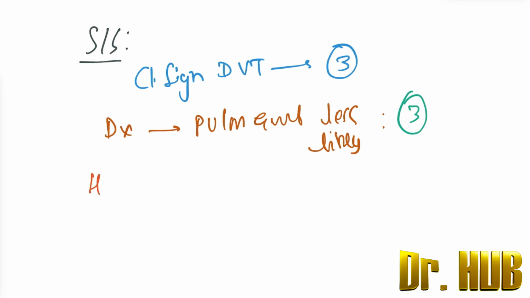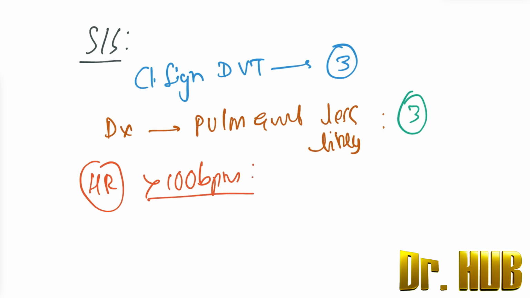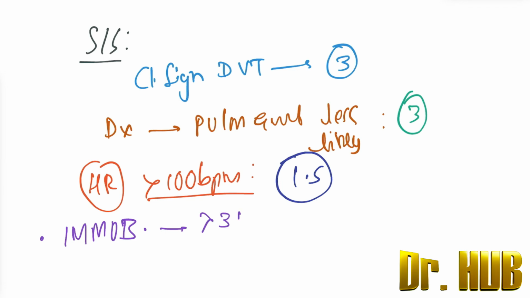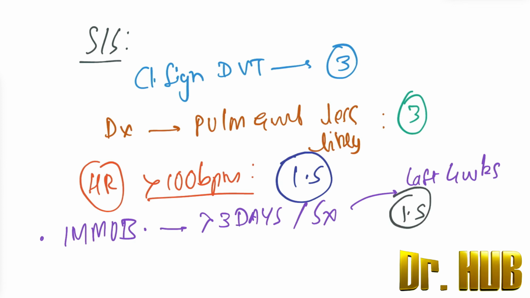Next is when the heart rate is greater than 100 BPM, where a score of 1.5 is given. Next are conditions such as immobilization greater than 3 days, or surgery in the last 4 weeks. The score here is 1.5.